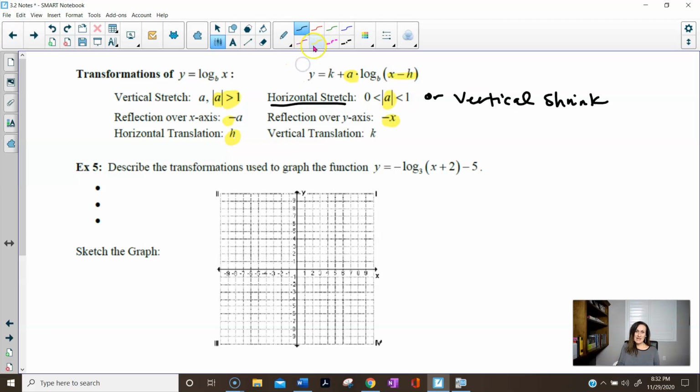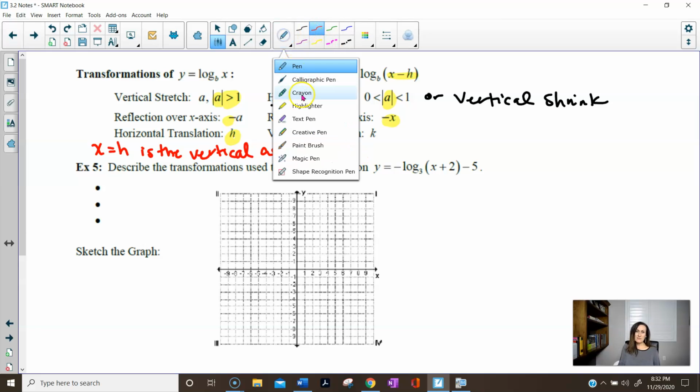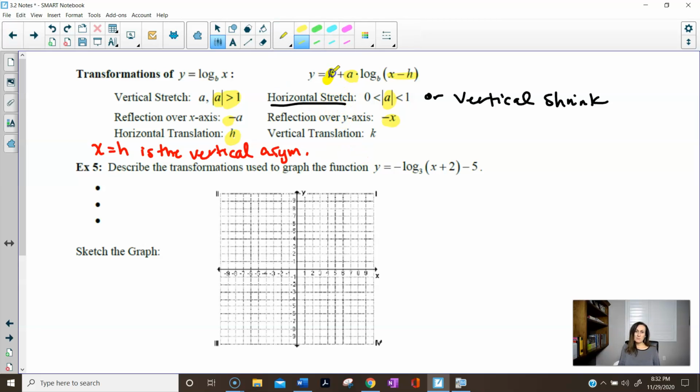So let's write that down. X equals H is the vertical asymptote. And the vertical translation of up and down for the graph is going to be your plus or minus k. So you can go ahead and give this graph a try, and then we'll look at it together in class.